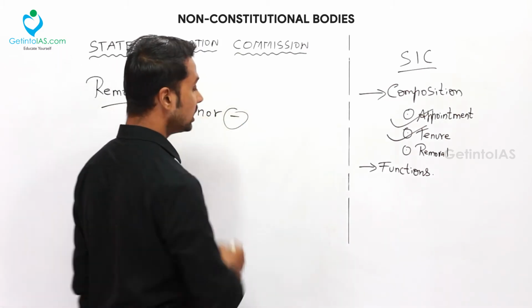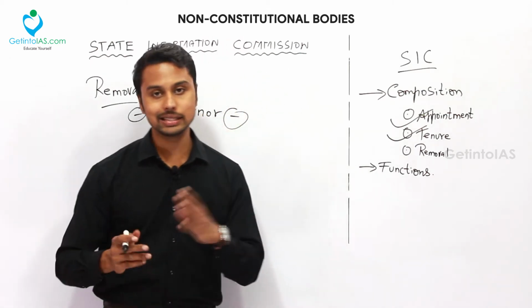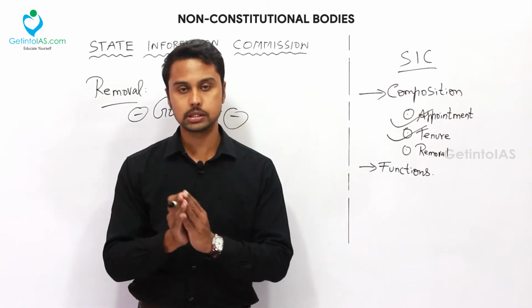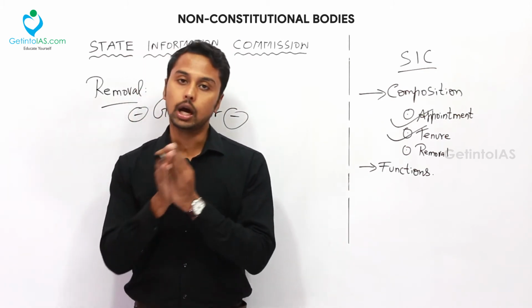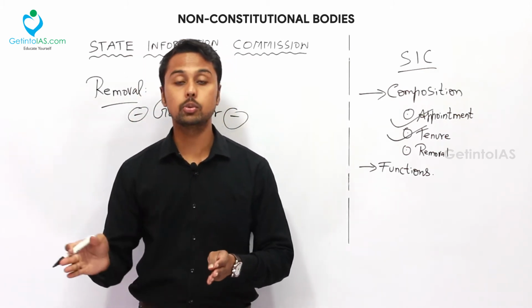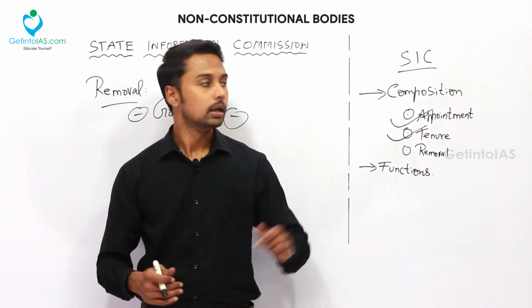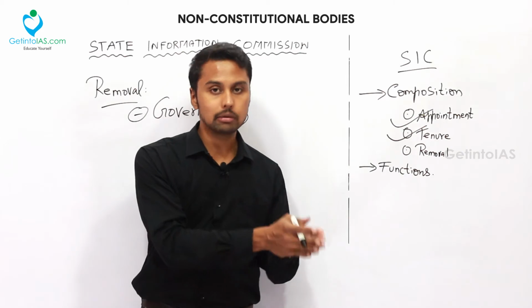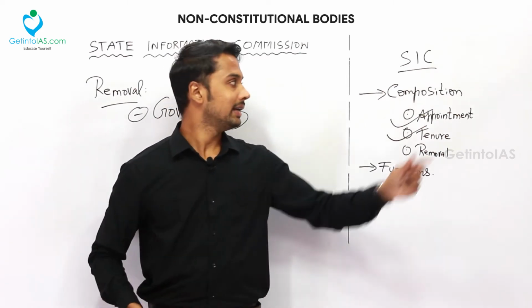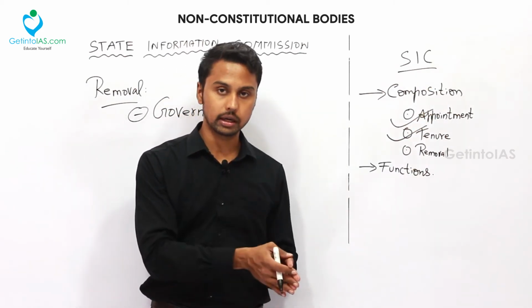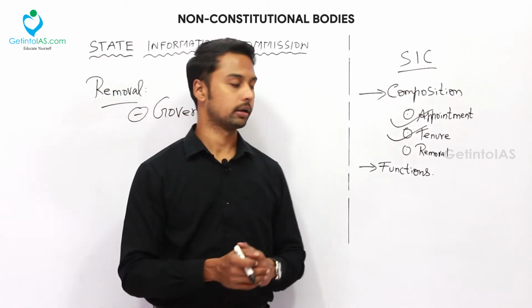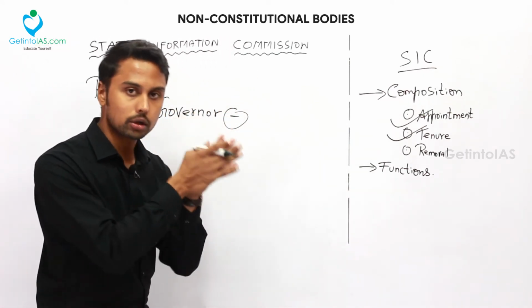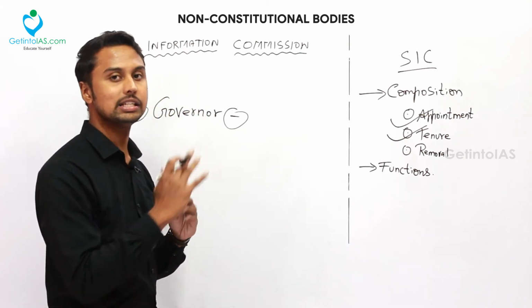Because earlier we have discussed about the NHRC and SHRC. In NHRC, appointment by the president, removal by the president. In SHRC, what happened? Appointment by the governor, but removal is only by the president. Here it is different. In CIC, appointment by the president, removal by the president. In SIC, appointment by the governor and also removal by the governor. So don't confuse. Like this, you should compare every non-constitutional body and study that. That's the easy way you can study it.